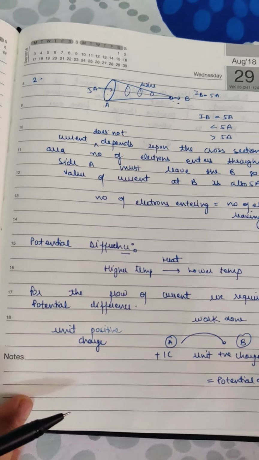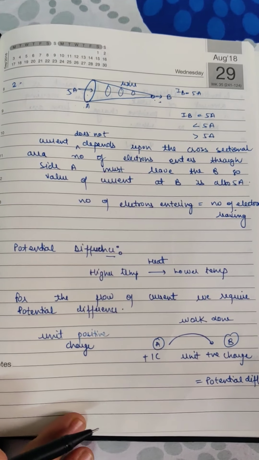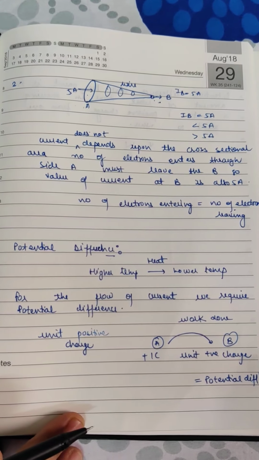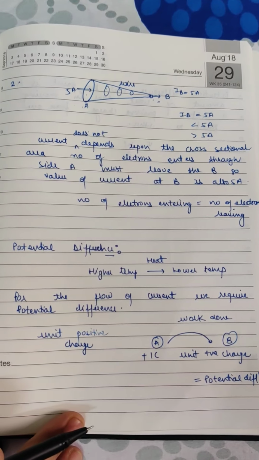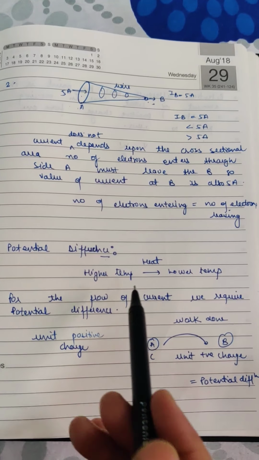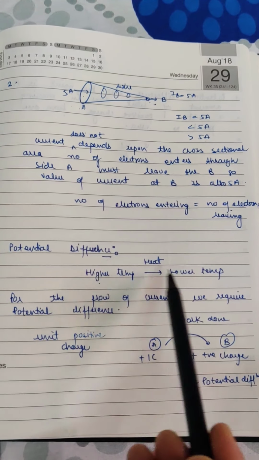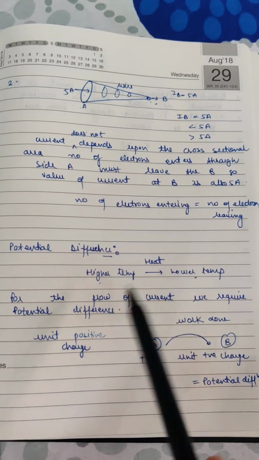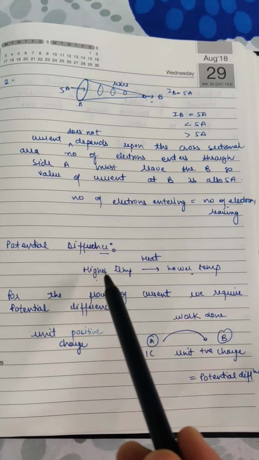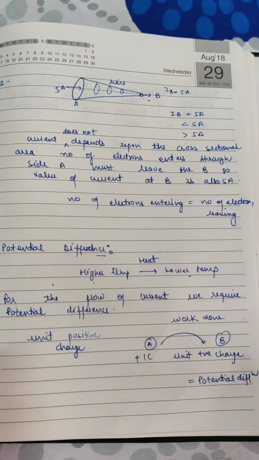Now what is the important term which is related to this current? What is the main cause by which this current flows? That is potential difference. If you do not have potential difference, electric current doesn't flow. Remember, heat always flows from higher temperature to low temperature. Similarly, if we have a potential difference between 2 points, only in this case current flows. If we have same potential, current will not flow.